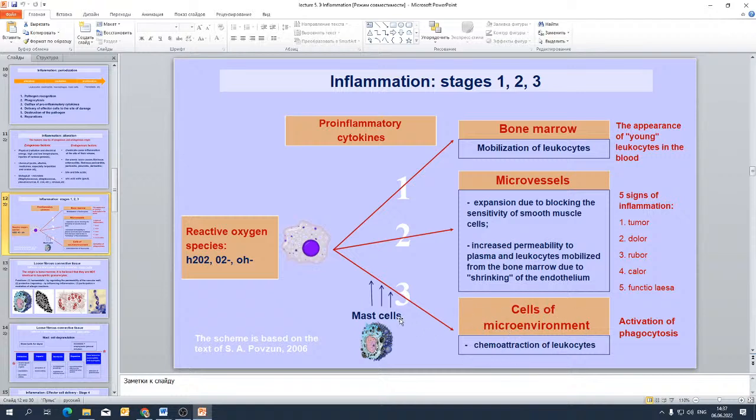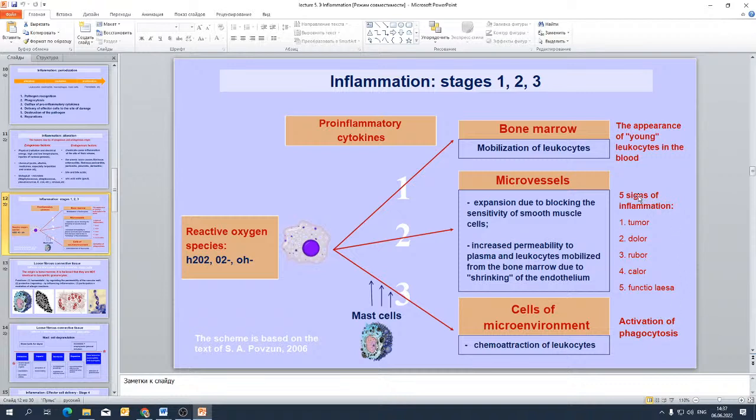For example, you see mast cells, whose localization is in loose fibrous connective tissue. And this causes chemoattraction of leukocytes and activation of phagocytosis.